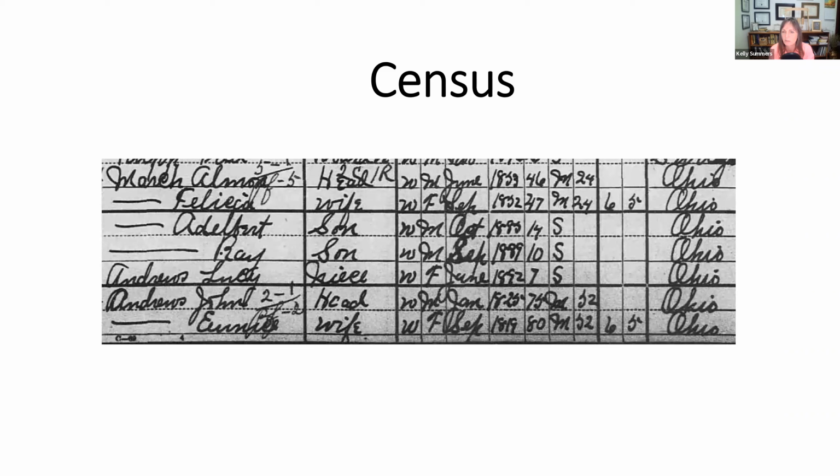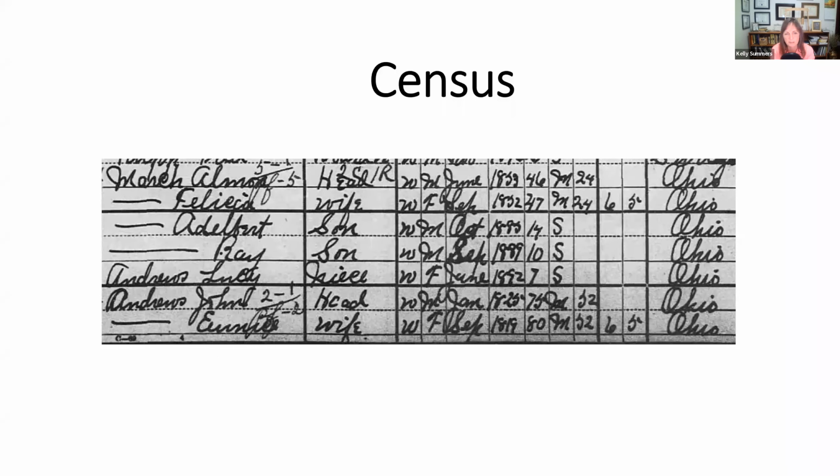Here is another census. This one's actually from 1900. But this one gives the relationship. So if we look at Alman March, who is on the first line there, he is the head of household. And then we have Felicia, who is his wife, and it clearly states that's his wife. And then we have Adelbert, who is the son, Ray, who is a son, and we have Lucy Andrews, who is a niece, also living with them. So that clearly and directly tells us their relationship.